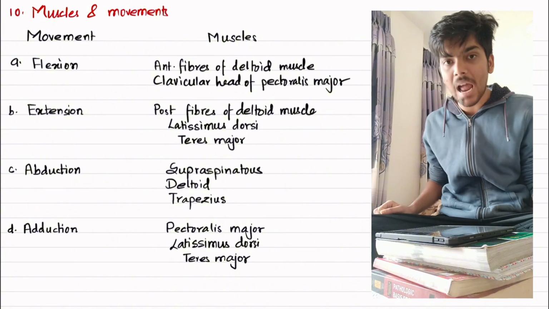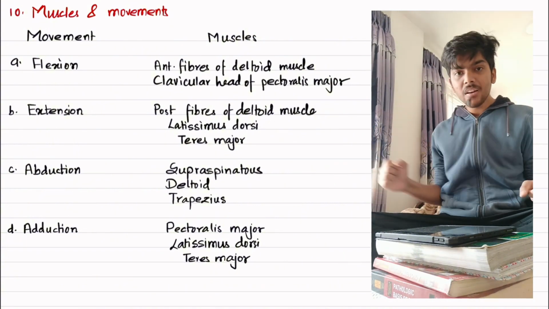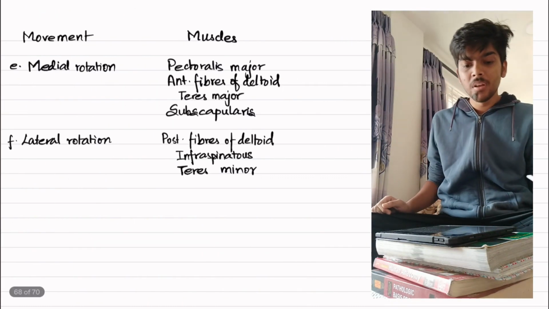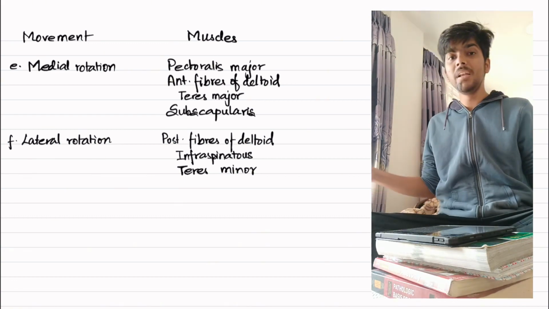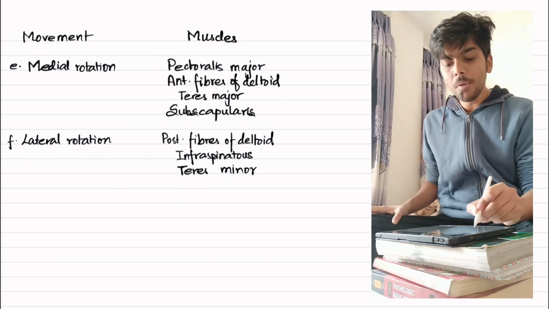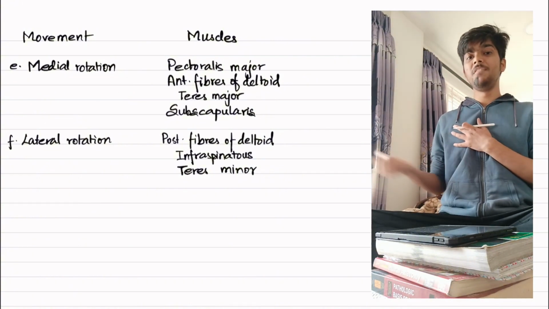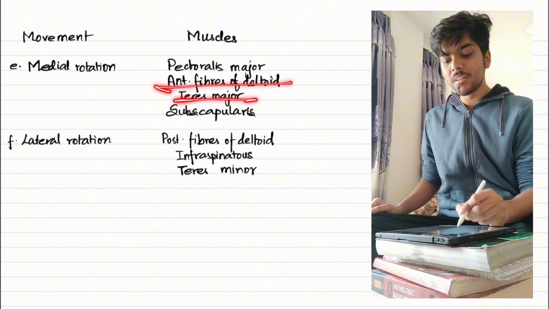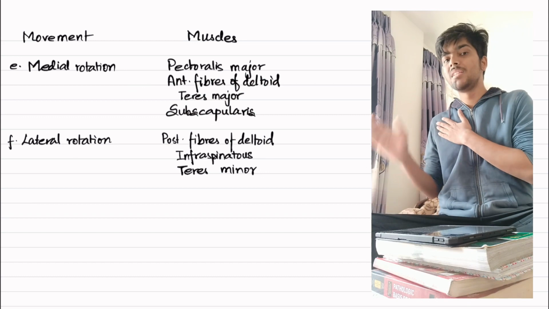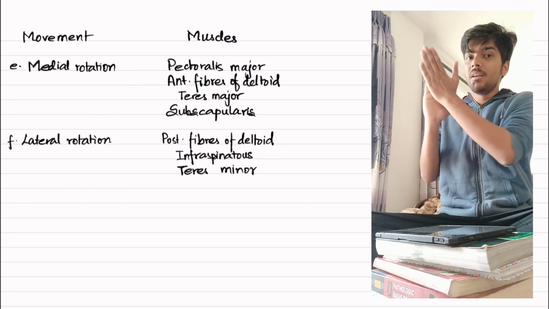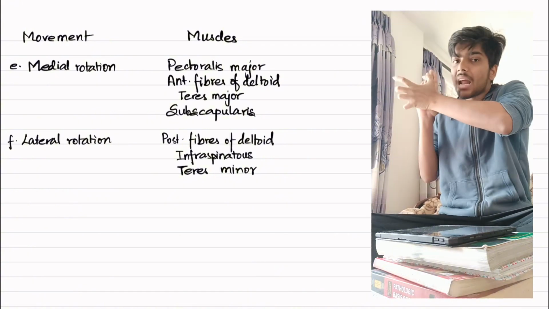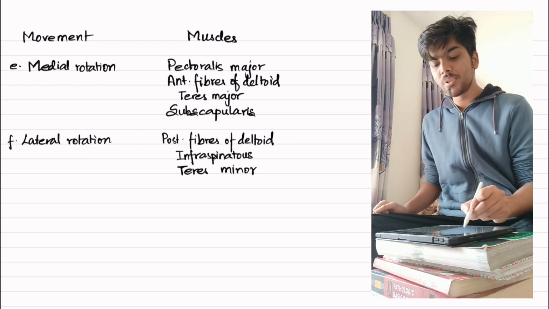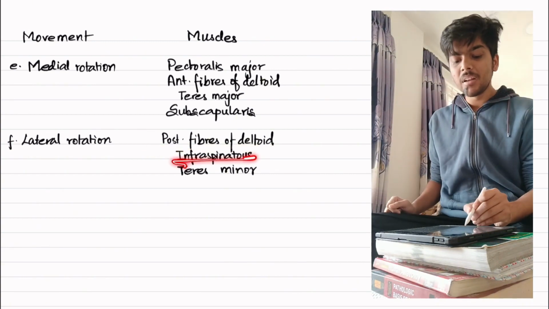Fourth, you have adduction. Adduction means adding of the arm. So during adduction, pectoralis major muscle, latissimus dorsi muscle, and teres major muscle. Then you have two movements, the medial rotation and the lateral rotation. During medial rotation, imagine a resistance. You can feel your pectoralis major getting contracted, the anterior fibers, then your teres major and subscapularis as well, because the subscapularis is present right in front of the scapula, in that concavity of the scapula. So the contraction of that muscle is going to help in the medial rotation of the shoulder. Then you have lateral rotation: the posterior fibers of deltoid, the infraspinatus and teres minor.